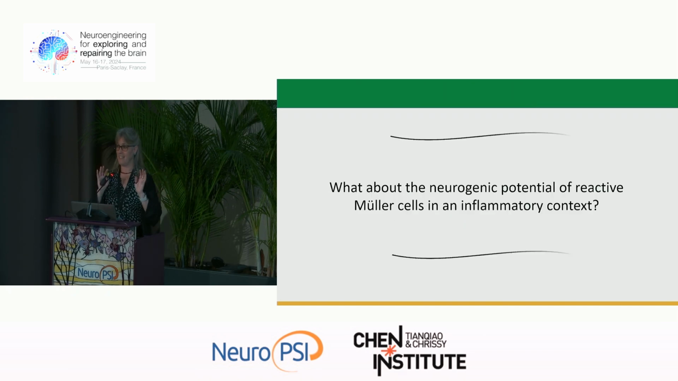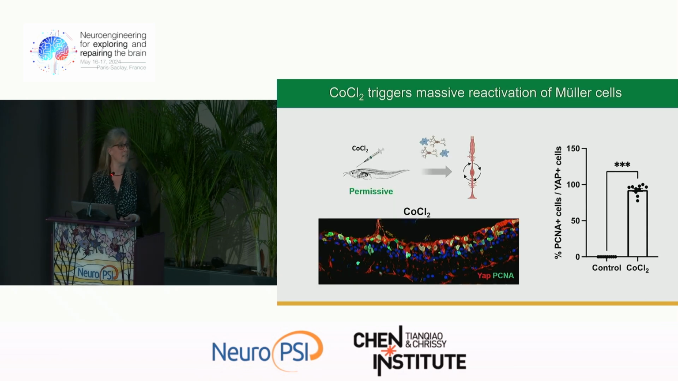Now, it seems that inflammation is absolutely needed for triggering Müller cell proliferation, but regeneration is not only cell cycle reentry, right? When Müller cells do proliferate, they have to undergo neurogenesis and regenerate neurons, right? So we wondered whether in this favorable context of proliferation, there is also a favorable neurogenic activity. To look at this, we use again this COCL2 model, at a permissive stage.